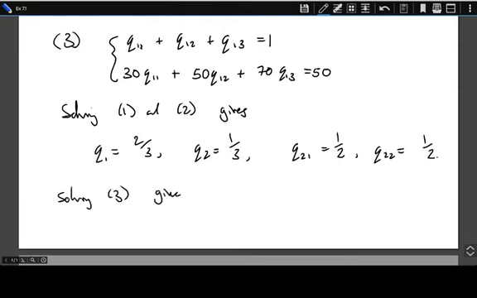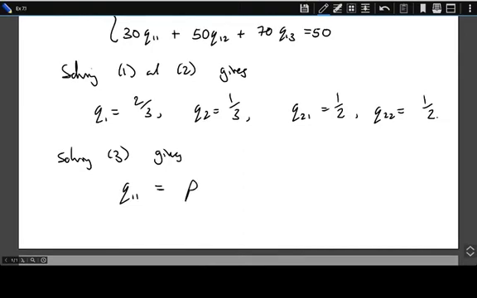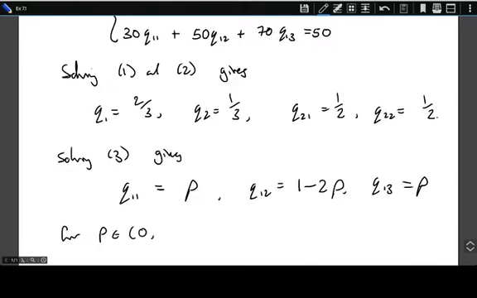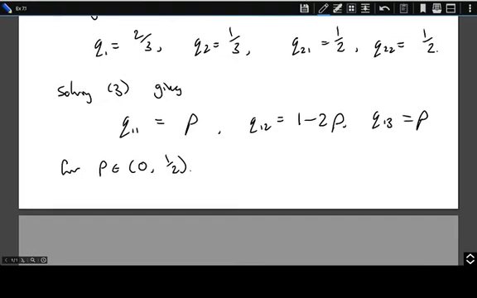On the other hand, system 3 has two equations for 3 unknowns, so we would expect that one of those unknowns could be some arbitrary value, which we shall denote by rho. So we get Q11 equal to rho, Q12 equal to 1 minus 2 rho, and Q13 equal to rho, so also equal to Q11, where rho takes possible values between 0 and 1/2. It obviously couldn't be larger than 1/2 because then Q12 would be less than 0.